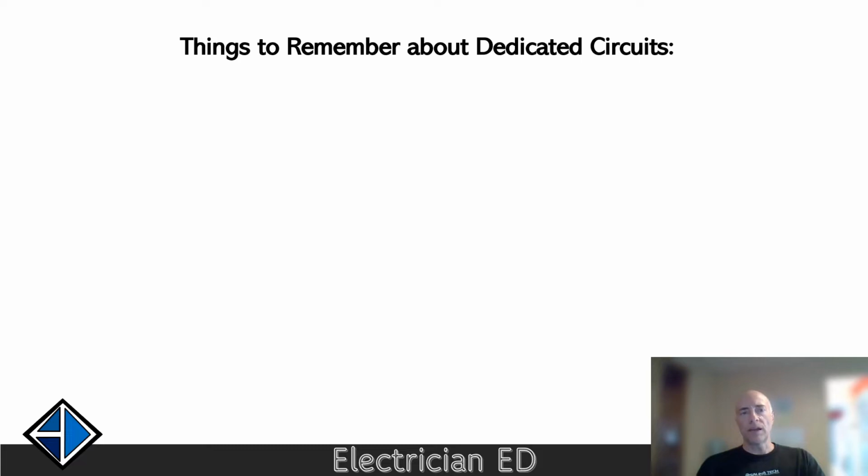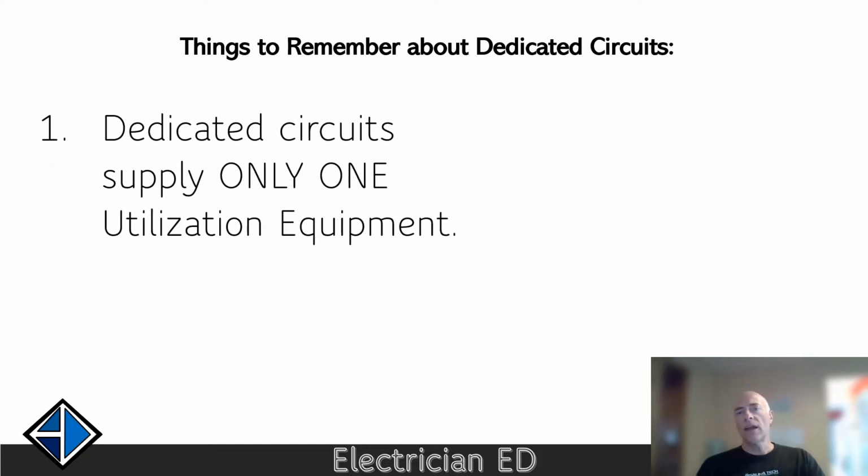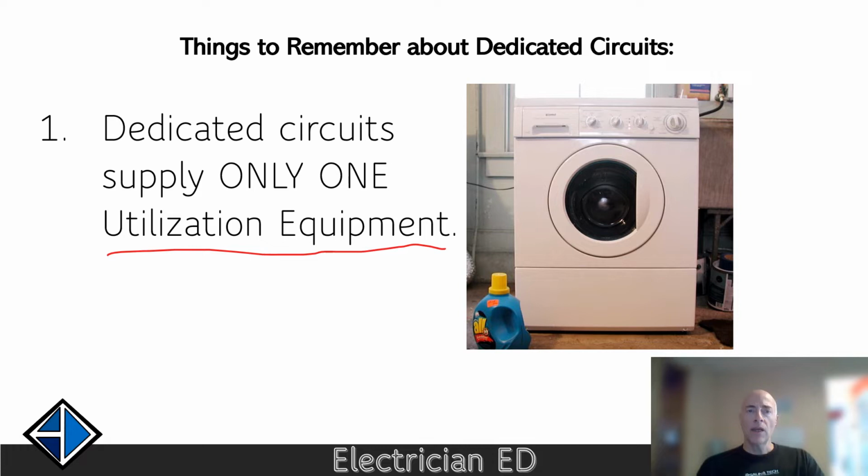Most important, dedicated circuits supply one and only one utilization equipment. A utilization equipment is an appliance or something that uses electricity to do a particular job. If you add anything else to a dedicated circuit, it loses its privileges and it's no longer an individual branch circuit. Electric dryers are a type of utilization equipment that are normally not fastened in place. That's an important detail that'll come up later in the video, whether something's fastened in place or not fastened in place. It makes a difference.